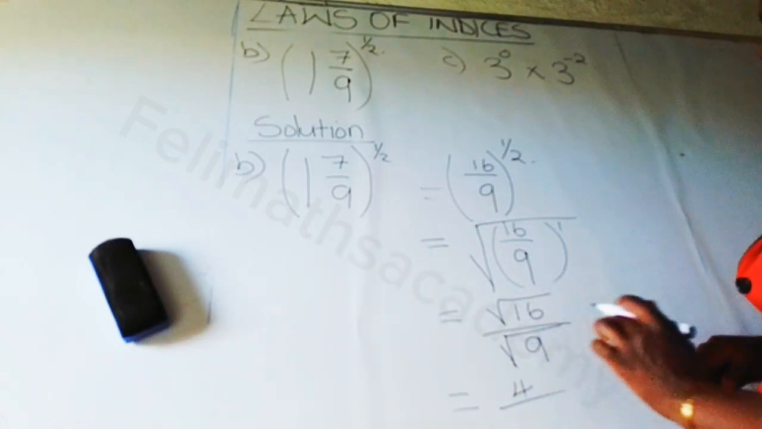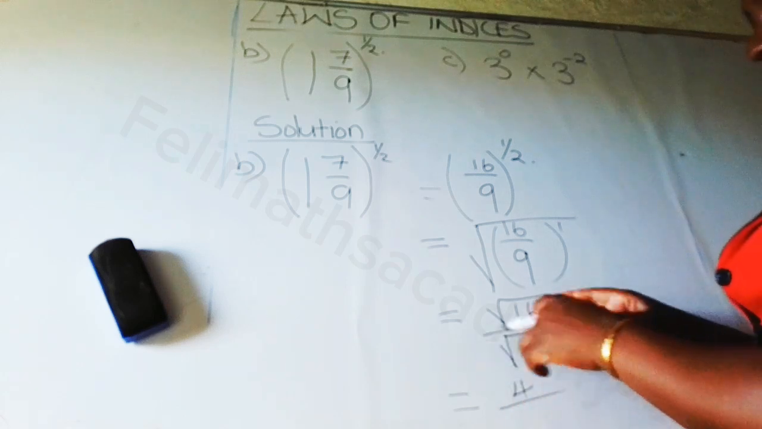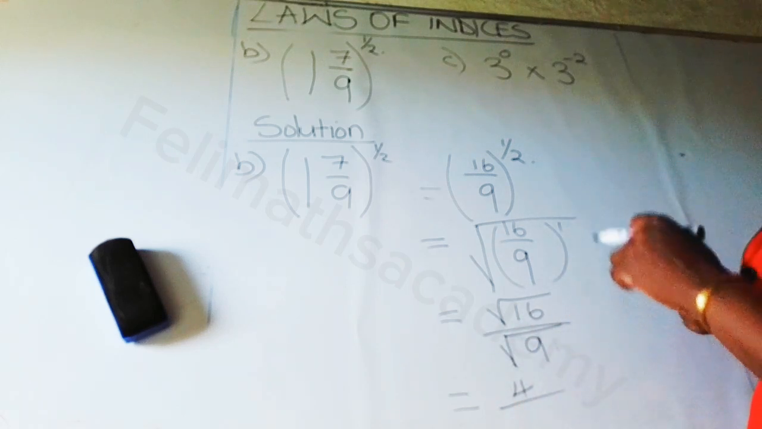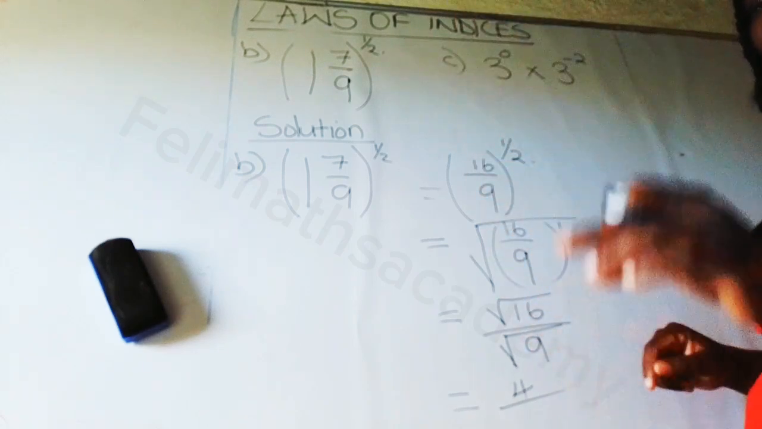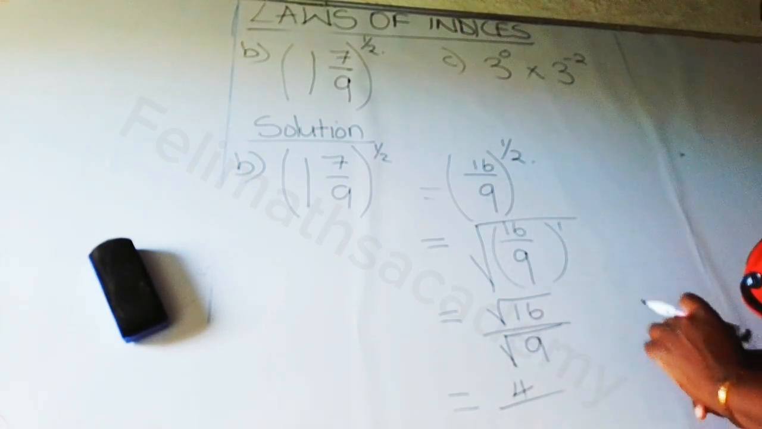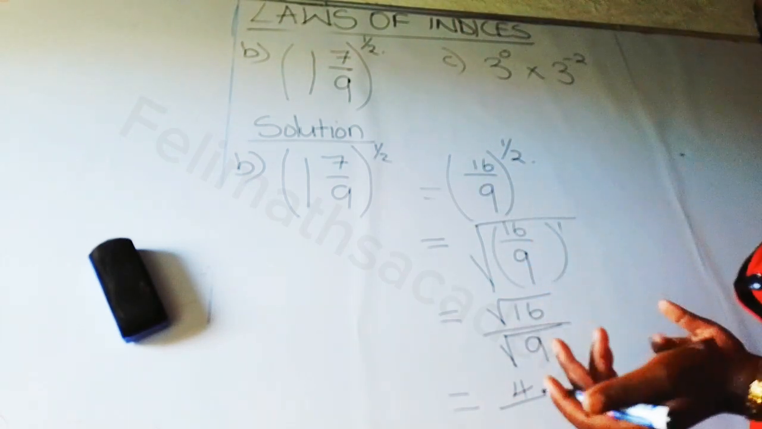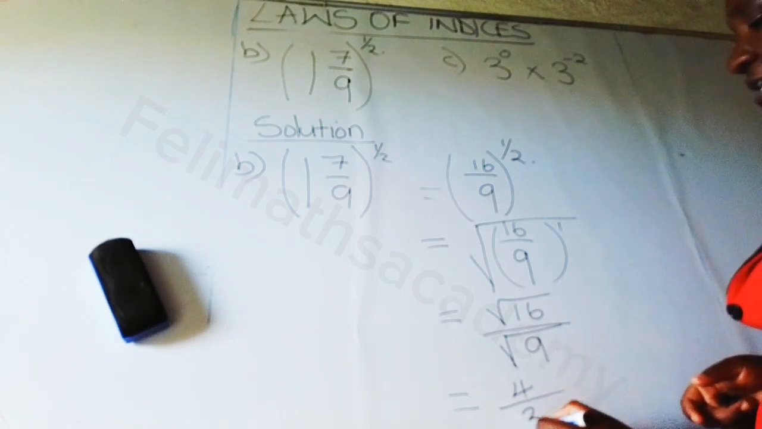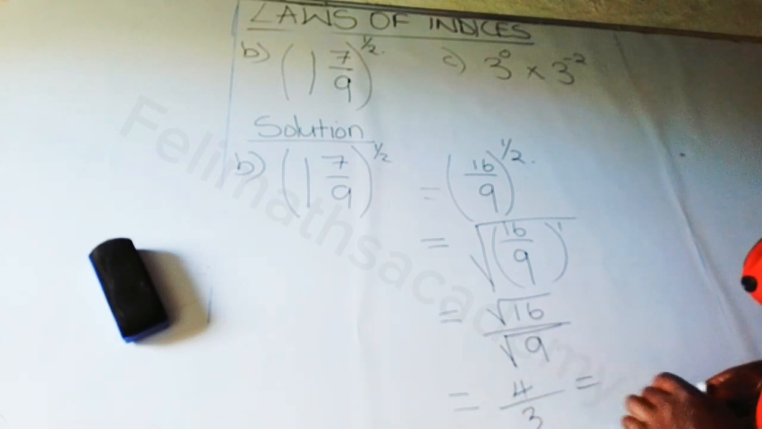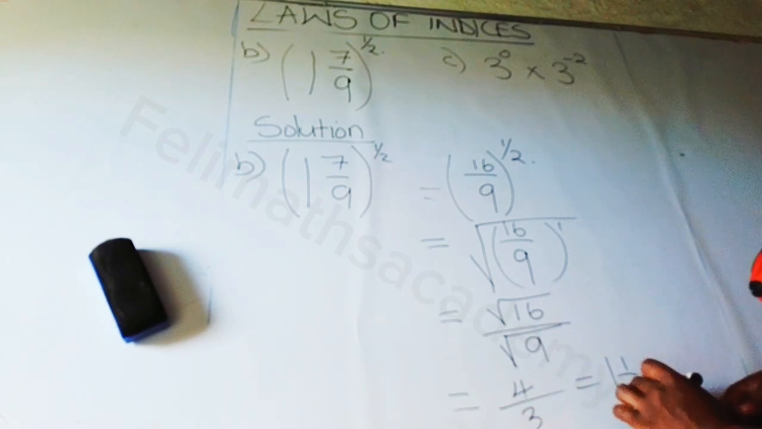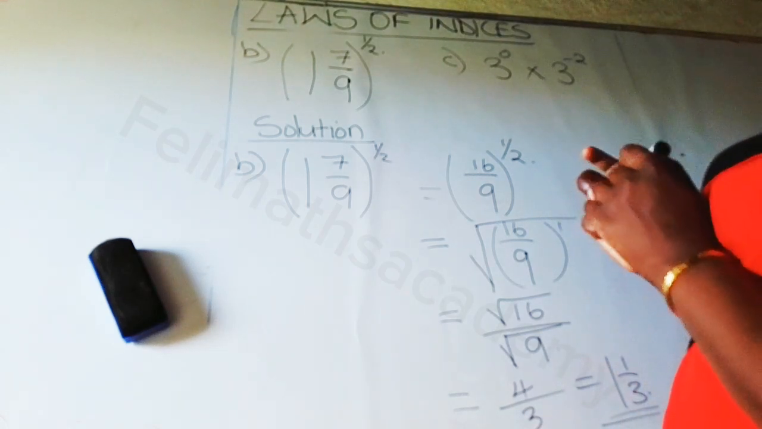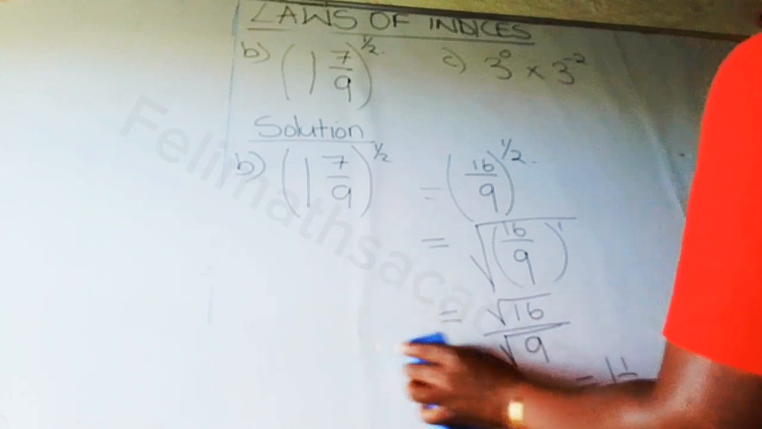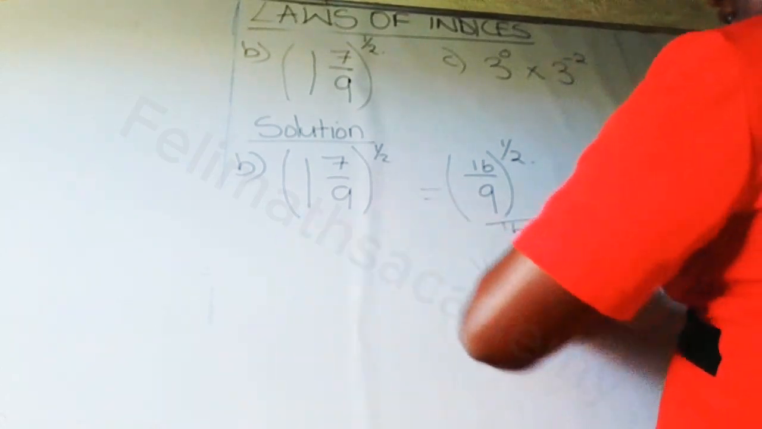And the square root of 9. What is a number such that if we multiply that number by itself, we get 9? It's 3, right? 3 times 3 is 9. So the square root of 9 is 3. Then the answer is 4 over 3, or 1 and 1 third. That's how we solve that question. Part C.